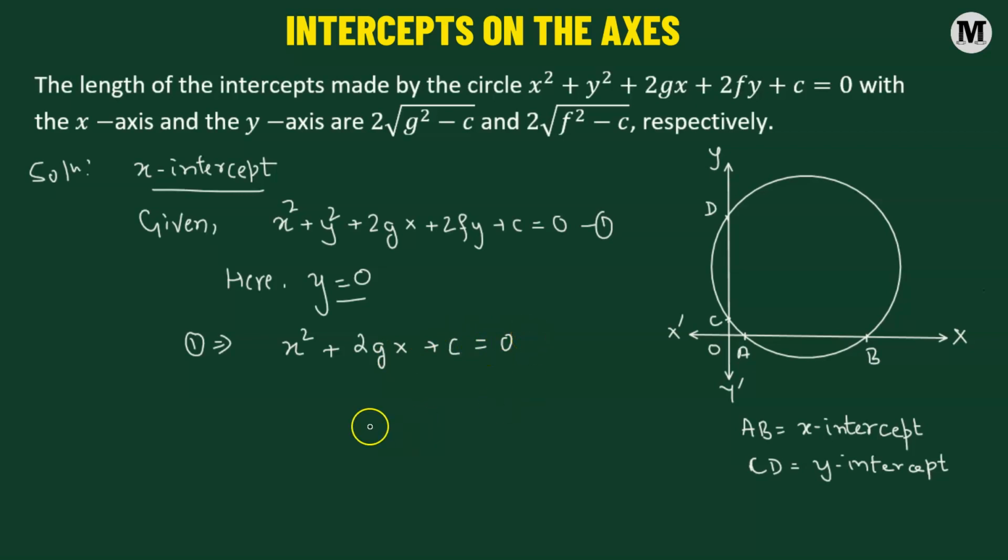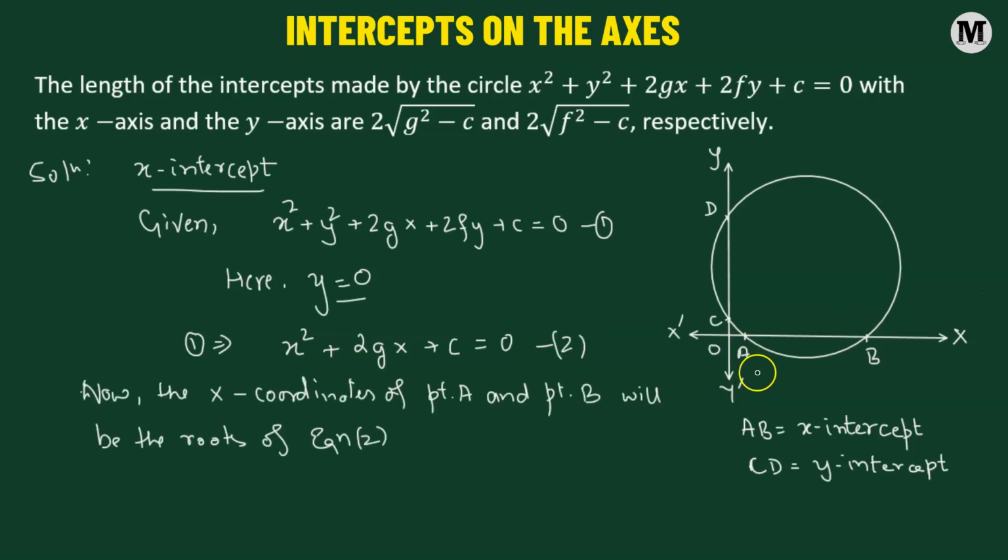Now, we have already assumed that point A and point B lie on the x-axis. This is the point where the circle cuts off the x-axis. In other words, the x-coordinates of point A and point B are going to be the roots of the given equation. So let's define the coordinates of point A as x1 comma 0, and we'll suppose that the coordinates of point B are x2 comma 0. Here we're supposing that x2 is greater than x1.